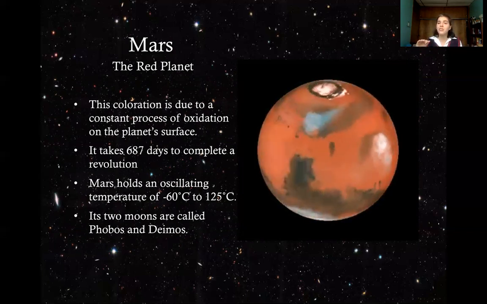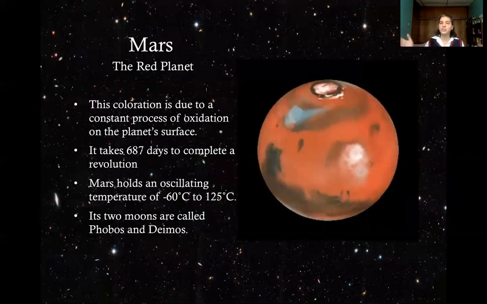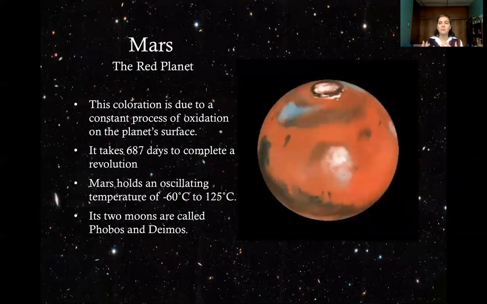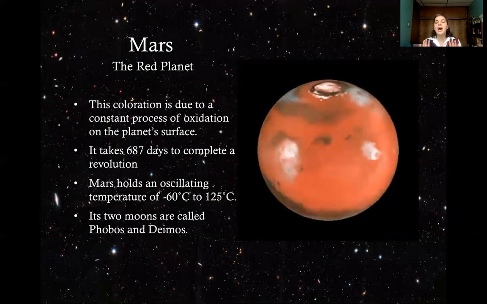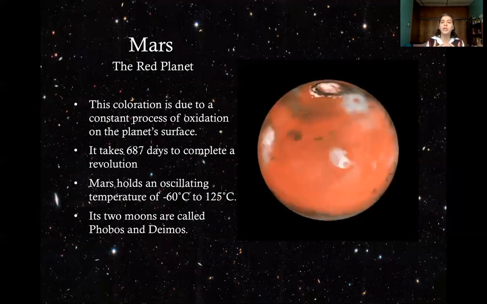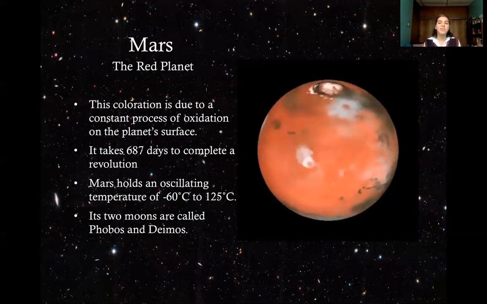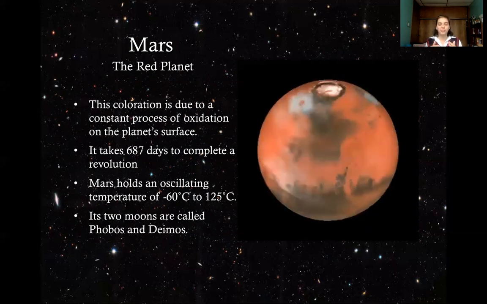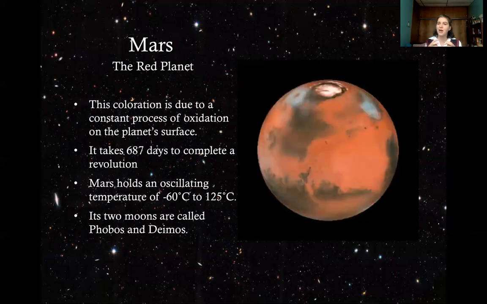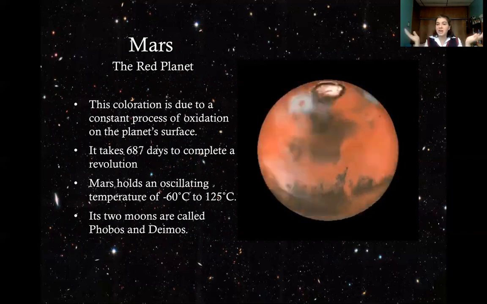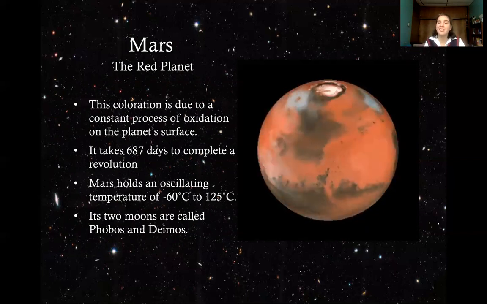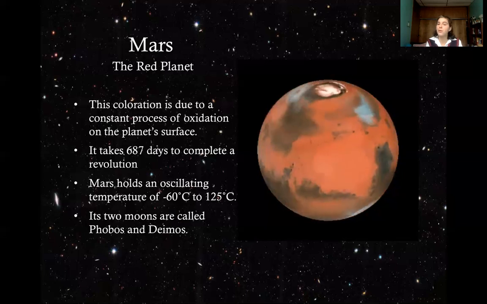In the case of Mars, the minerals that are over the surface of this planet interact with oxygen. I know there's not the same amount of oxygen as there is here on Earth. We would not be able to breathe on Mars, but there's a little bit of oxygen in its atmosphere. So these minerals interact with oxygen and they rust. And that's why the entire planet is red. It takes 687 days to complete a revolution.